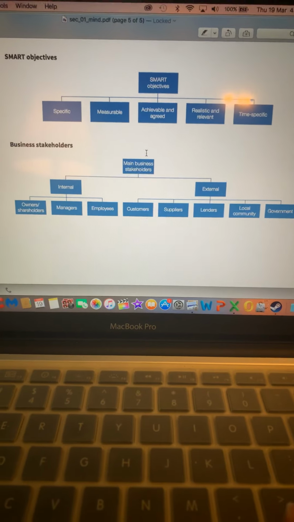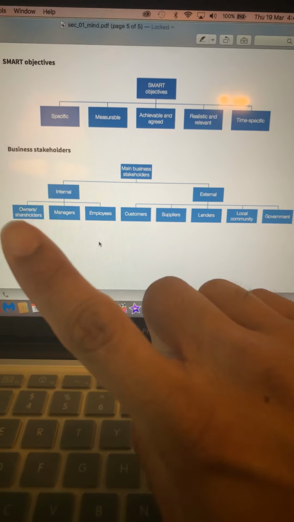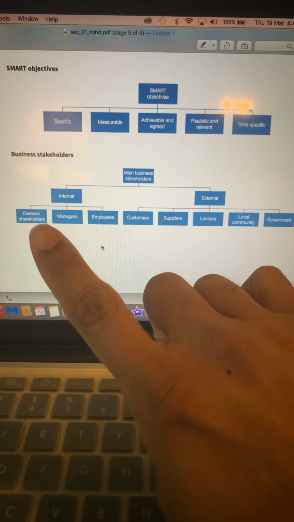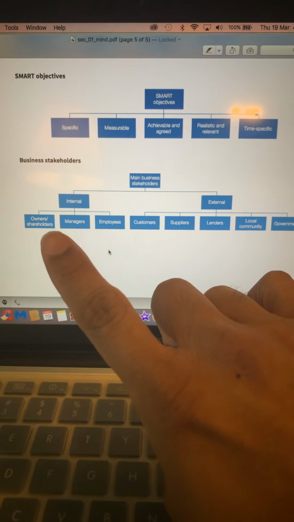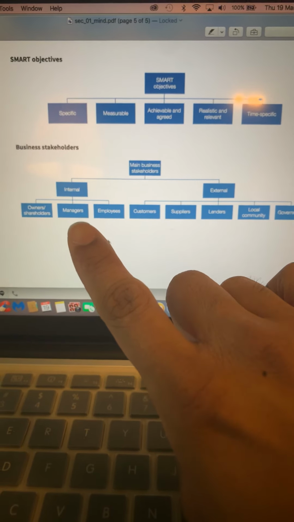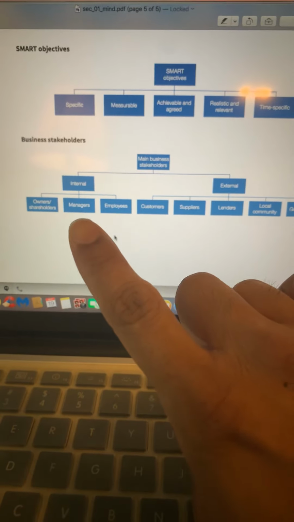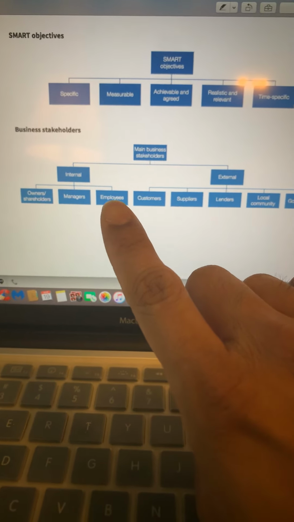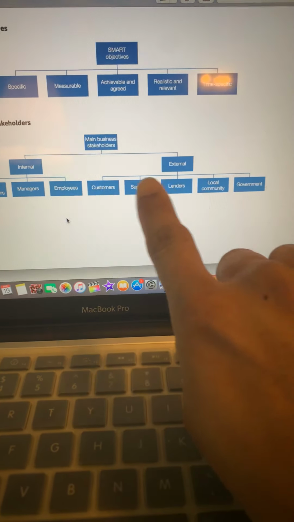Okay, business stakeholders. This one was where we were looking at shareholders in the exam. So shareholders fall under one type of stakeholder, and they are concerned about dividends, right? Managers will be concerned about their job security, about the salaries they receive, bonuses, promotions, things like that. Employees will be concerned about wages, job security, working conditions. And you have all these people here, which are all external stakeholders.